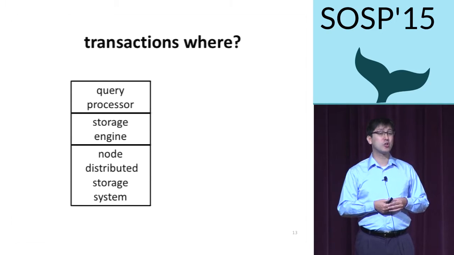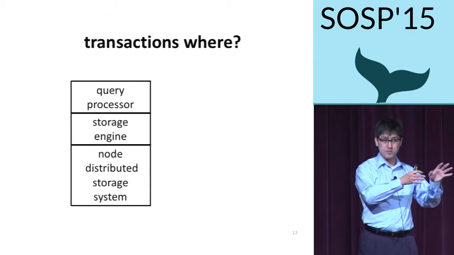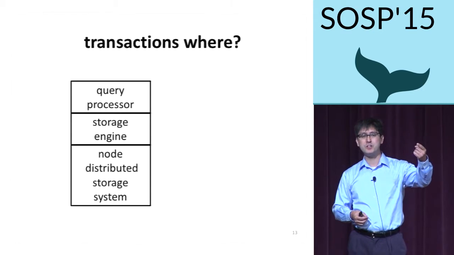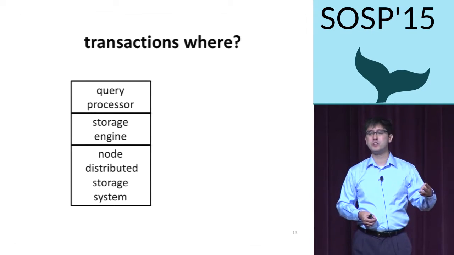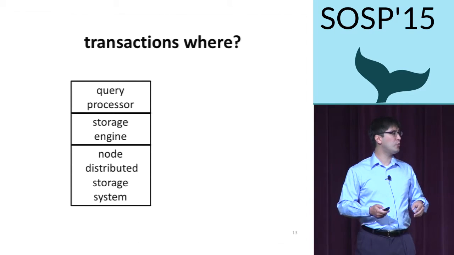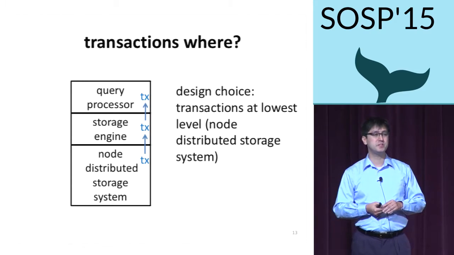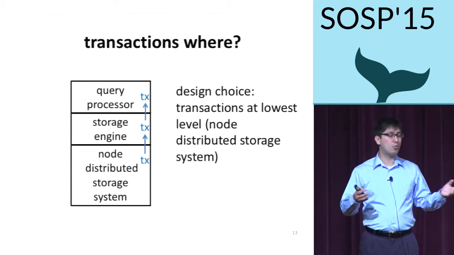This slide shows a logical architecture for Yesquel. The previous slide was a physical architecture. Yesquel has 3 logical layers: a query processor, a storage engine, and the node storage system. And in Yesquel, we decided to provide transactions at the bottom layer, which is the distributed node storage system. Why did we do that?